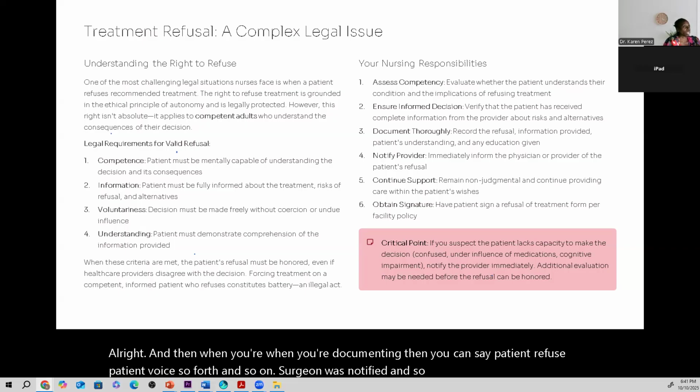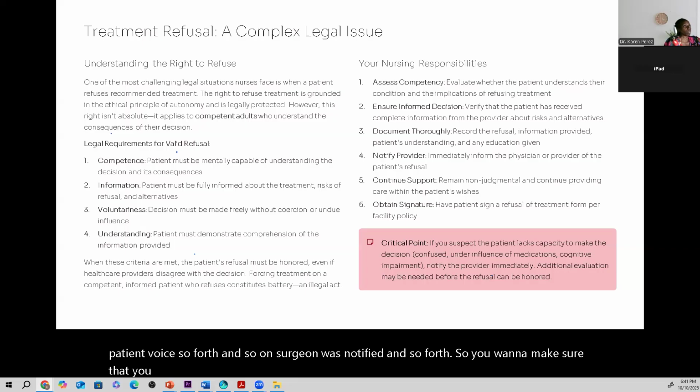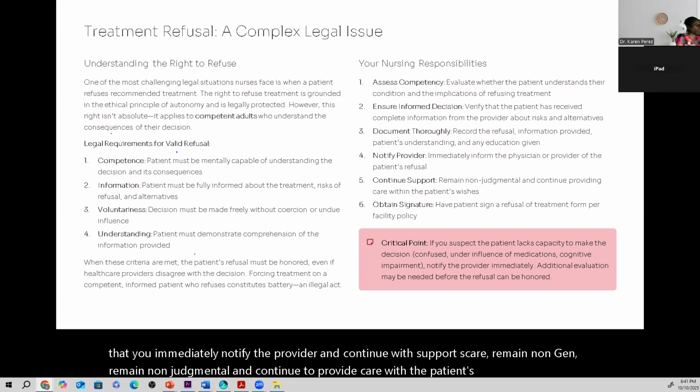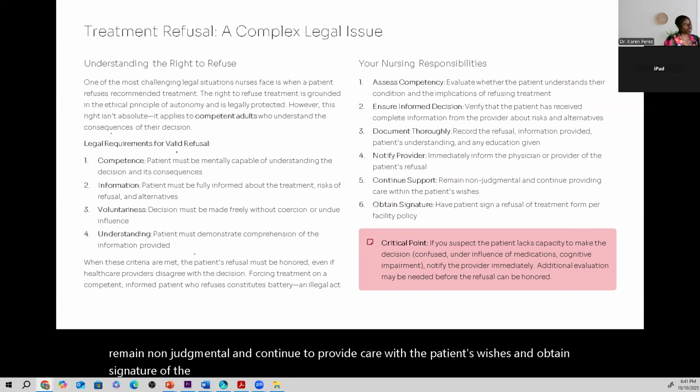So you want to make sure that you immediately notify the provider and continue with supportive care. Remain non-judgmental and continue to provide care with the patient's wishes, and obtain signature. Have the patient sign a refusal of treatment form per the facility protocol.